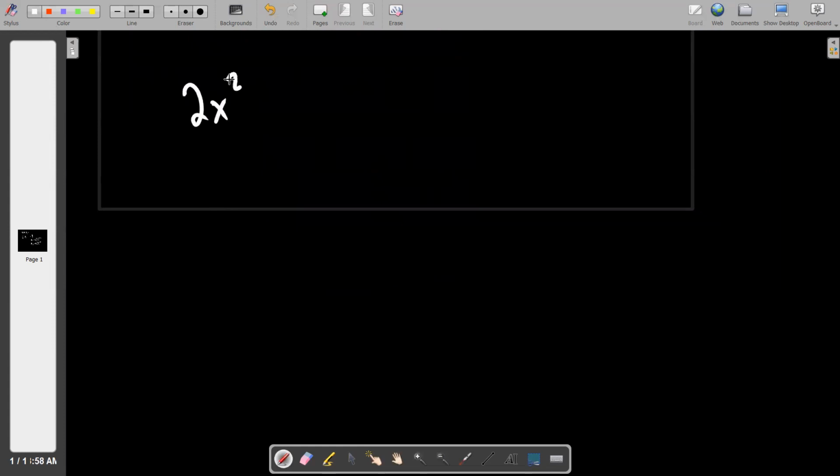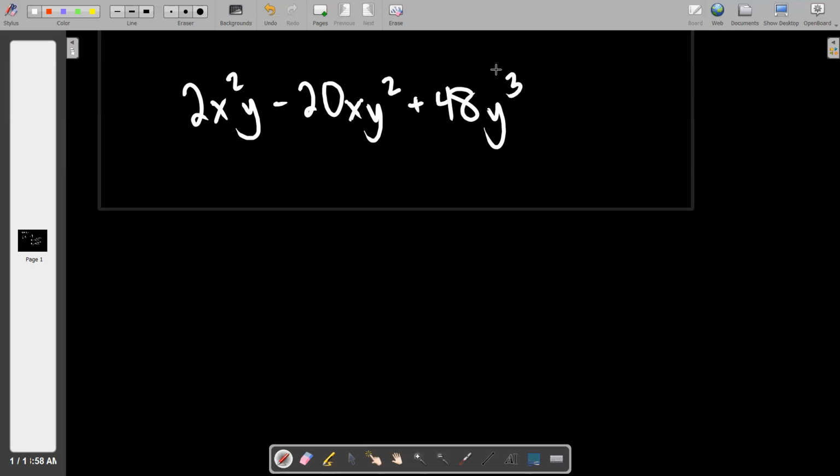But something like this, 2x squared y minus 20xy squared plus 48y cubed. What do you notice? Haven't heard it yet. Thank you. Yes. GCF, GCF, GCF. Without this, this is going to be a real long couple of days. So always remember the GCF. So the first thing I notice is that 2, 20, and 48 can all be divided by 2. What else do I see that they all have to offer? A single y. Good.